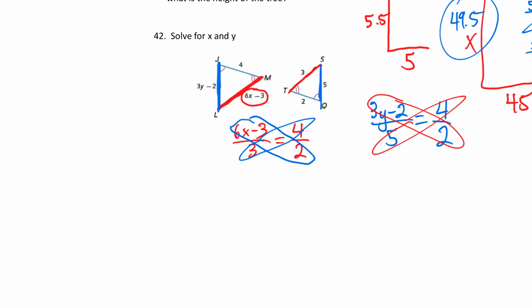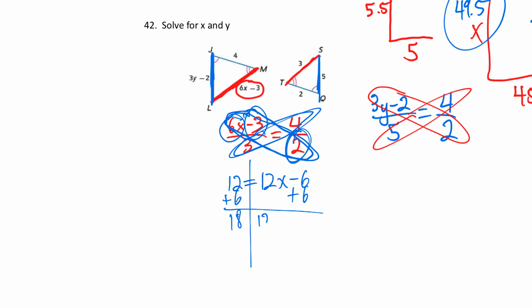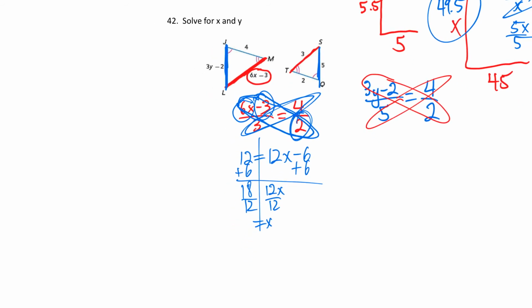Okay, so on 42, to finish this one up, okay, 3 times 4 is 12. Okay, 6x minus 3 times 2, we got to distribute. You got to do the 2 times both of those pieces. So what's 6x times 2? 12x, and then what's negative 3 times 2? Negative 6. We add 6 to both sides. That gives you 18 equals 12x divided by 12. 18 divided by 12 is 1.5.